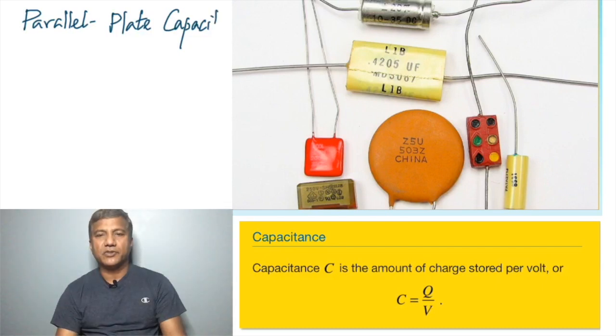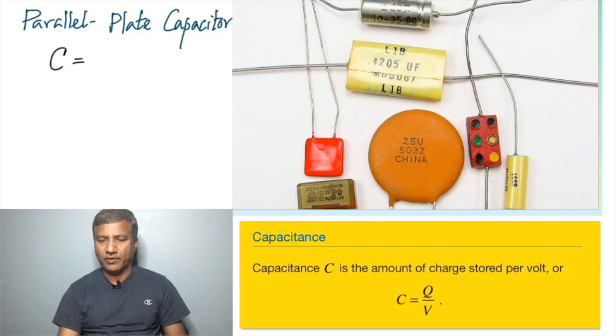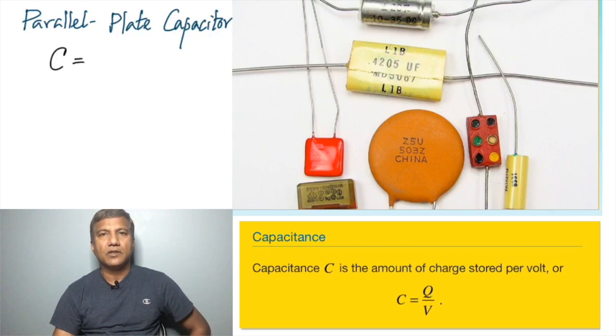In this picture, we have many kinds of capacitors, as you can see. These are the different kinds of capacitors. You have ceramic capacitors, electrolytic capacitors, and so on.